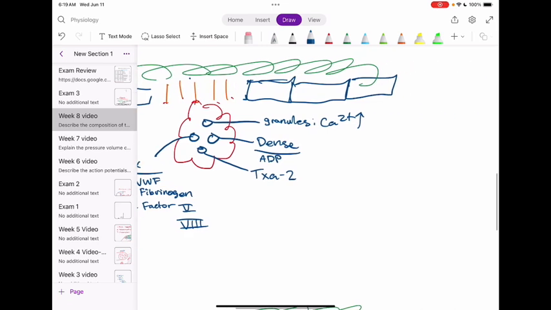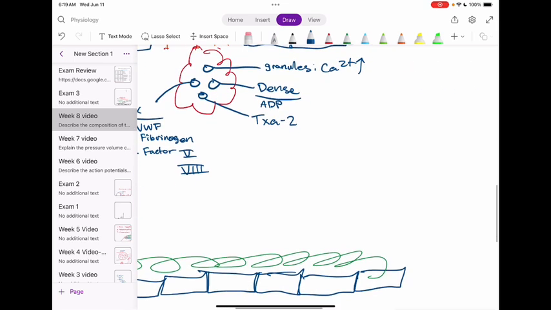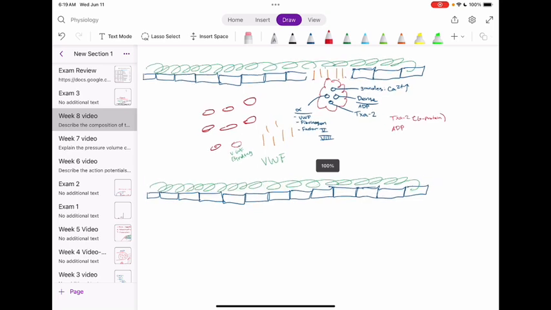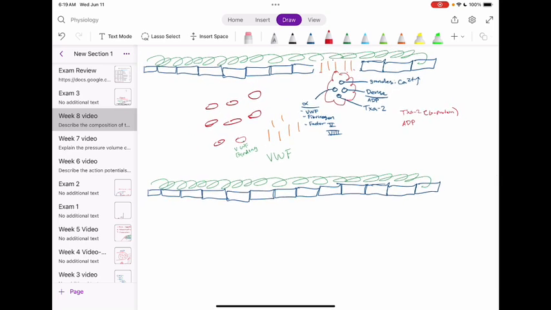And so what activates this clotting process is this TXA2 and also ADP contribute to this. And this TXA2, it's a G protein. Alright, and what this does is it actually starts what we refer to as the clotting cascade.